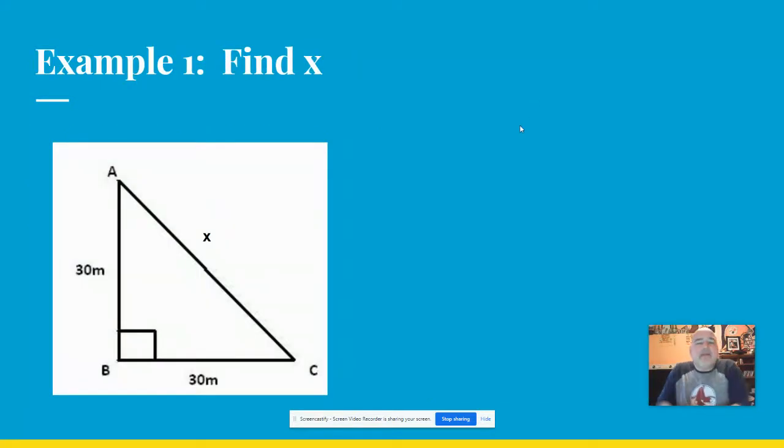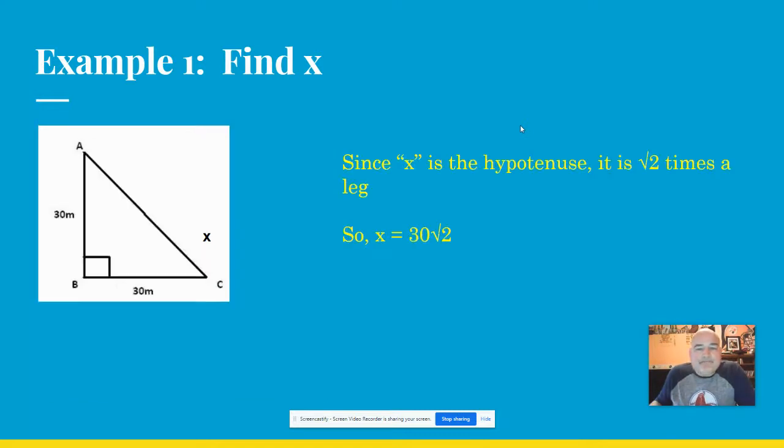Take a look at this example. Find the value of x. Well, since it's the hypotenuse, it is the square root of 2 times a leg. So the answer: x equals 30 square root of 2. Done. Again, it's a shortcut. You have to recognize that you have the 45-45-90, and then you don't do the Pythagorean theorem. You just know that it's this.